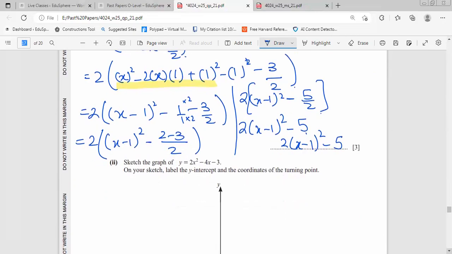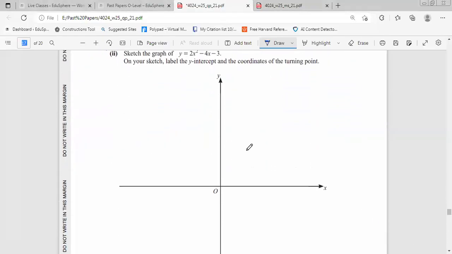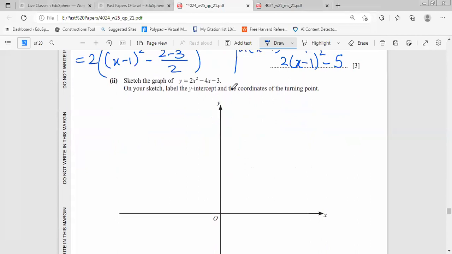Since we already know the turning point is here, minus 1 and minus 5. Before the graph, we cannot make a full complete graph directly. So what we can do is find the turning point. For the turning point, there is a very basic formula: x equals minus b over 2a. What is meant by minus b over 2a? b is minus 4, and a is 2.